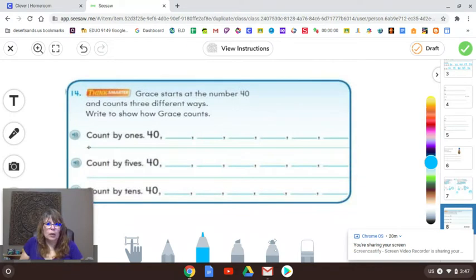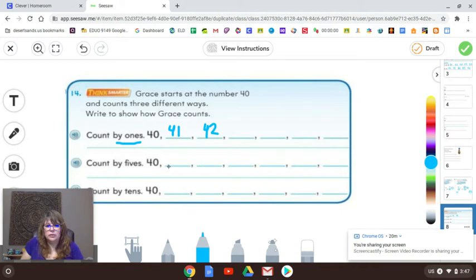Okay, so now here it has a rule. Grace starts at number 40. She started at number 40 for all of them, but she counts in three different ways. That means that they have a different rule. On the first time she started with 40, she's going to count by ones. So you have to figure out, if you count by ones, you're counting 41. It will be 40, 41. What will be one more? 42. And then I want you to finish the rest.